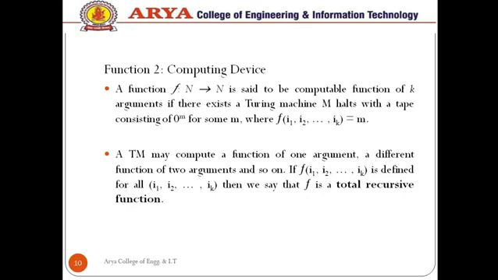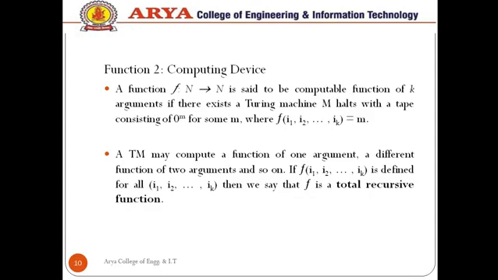In this computing device, a function f defined from N to N is said to be a computable function of k arguments if there exists a Turing machine M that halts with a tape consisting of 0 power m for some value m. That means for some value m, this is an infinite input length. That means this never stops. We can read symbol 0 infinite times.